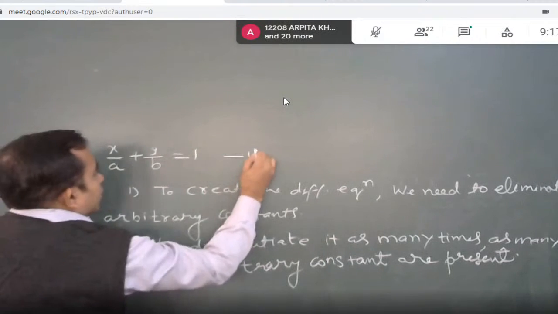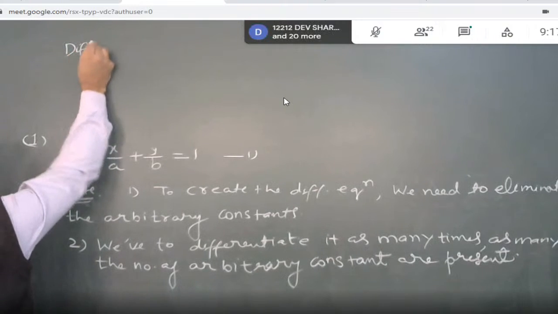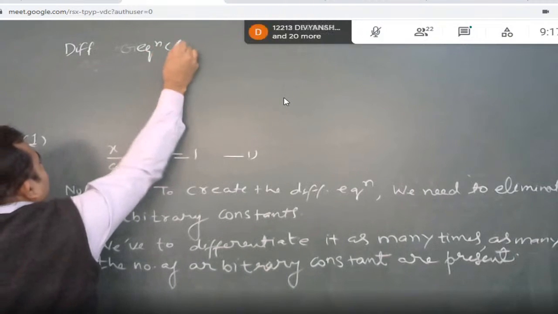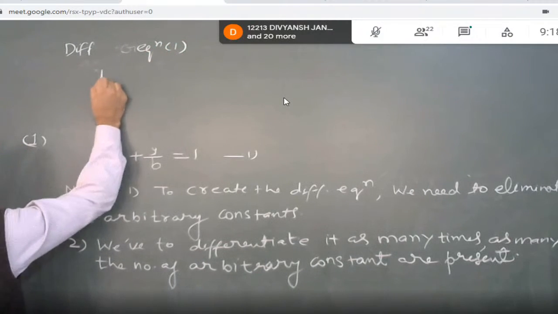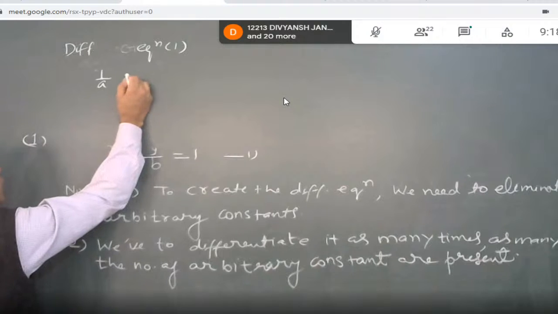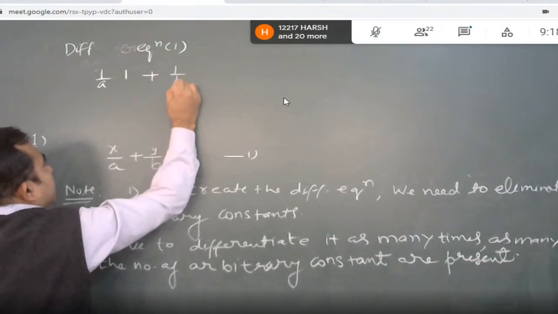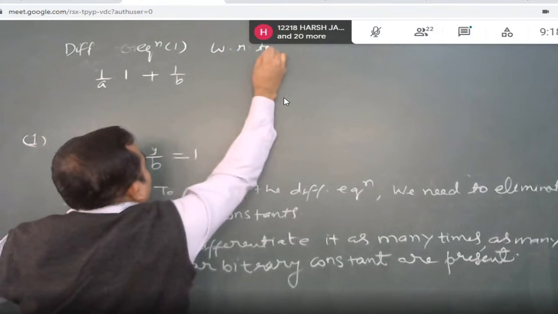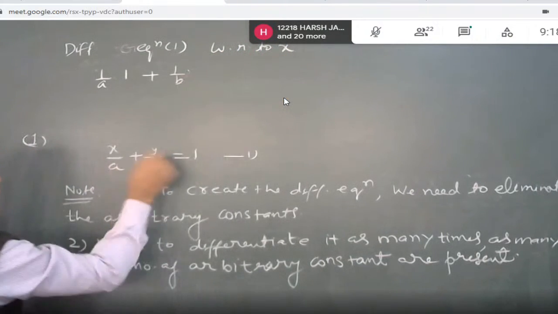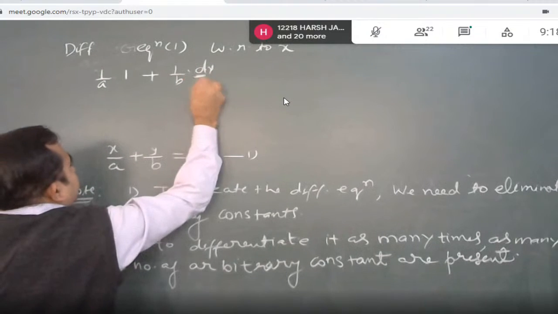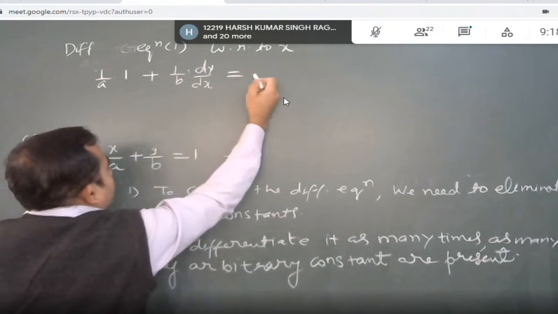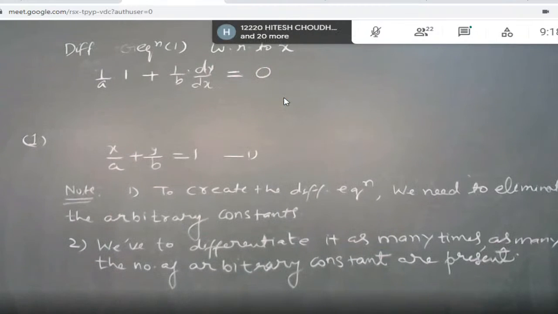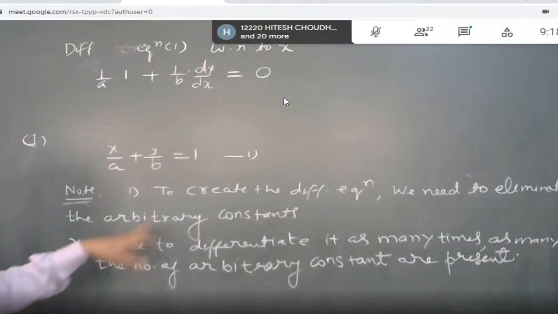Differentiating equation 1 with respect to x, I will get 1 upon a as it is, x differentiation is 1, plus 1 upon b as it is, into y differentiation will be dy upon dx, equal to 1 differentiation will be 0. But how many times do we have to differentiate as per the rule?